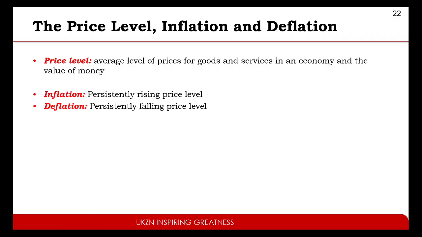Price level. Now, what is price level? It is the average level of prices for goods and services in the economy, and value for money. For example, if bread is now going for 20 rand, that's the price level of bread, 20 rand. Inflation is when the price level of a product increases. So if bread increases from 20 rand to 21 rand and it continues increasing, that's called inflation. Deflation is the opposite, where it continues decreasing.